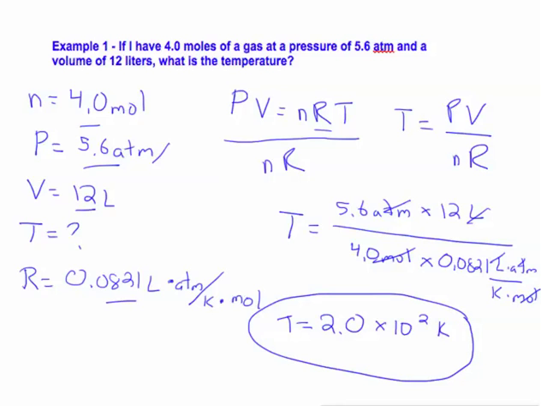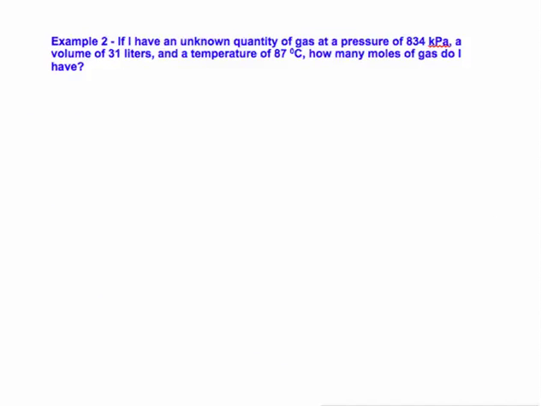Let's try one more. So this equation says I have an unknown quantity of a gas at a pressure of 834 kPa, a volume of 31 liters, and a temperature of 87 degrees Celsius. How many moles do I have? So we know we're solving for n, and we're given that pressure equals 834 kPa, volume is 31 liters, and temperature is 87 degrees Celsius.